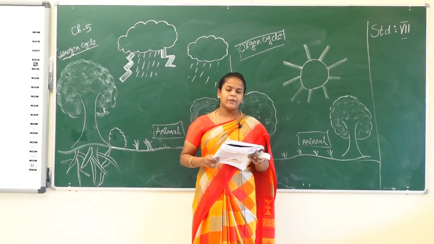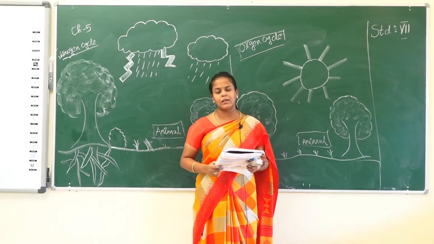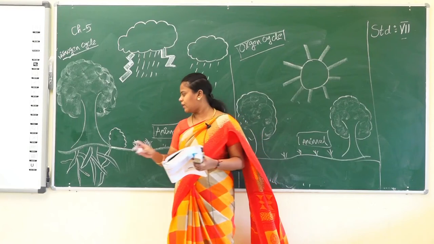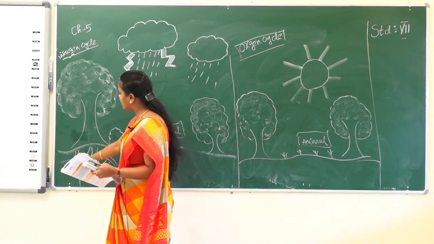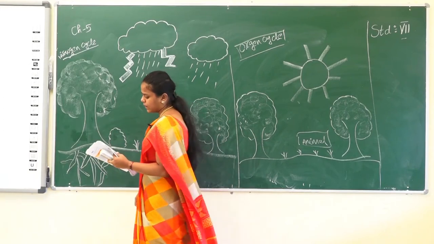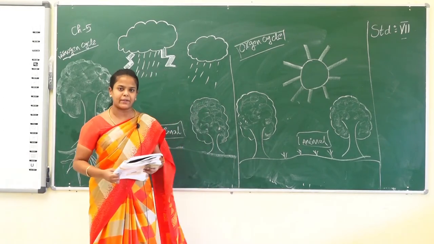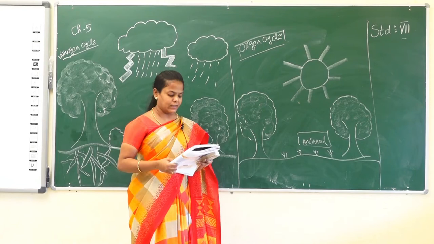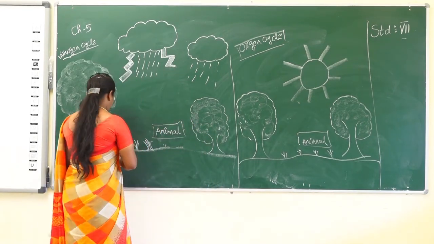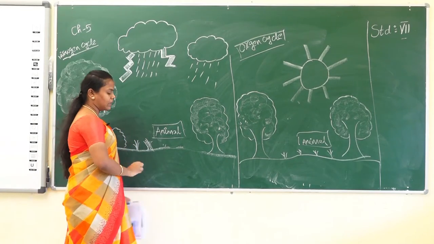Plants get nitrogen from the bacteria, right? It is the bacteria which is present under the soil. That is, if we take a tree root, the bacteria will be contained in the root only. So the plants get nitrogen from the bacteria present in the soil or the root nodules. So here only the bacteria will be present.